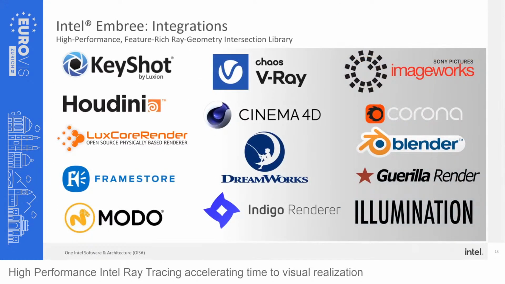And here on this slide is just a taste of the number of applications and companies which have integrated Embree into their software. From in-house renderers at DreamWorks and Illumination, commercial applications like V-Ray and Corona, to open source creation suites like Blender.